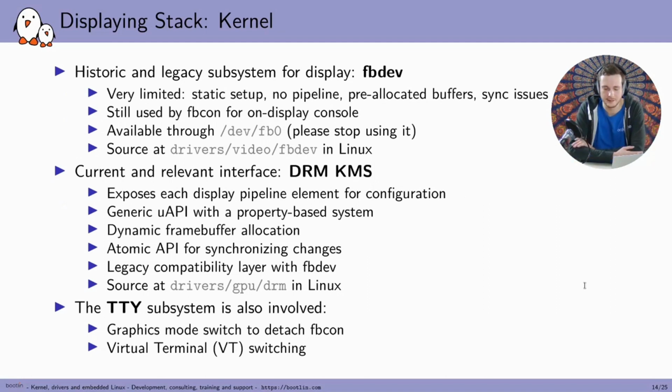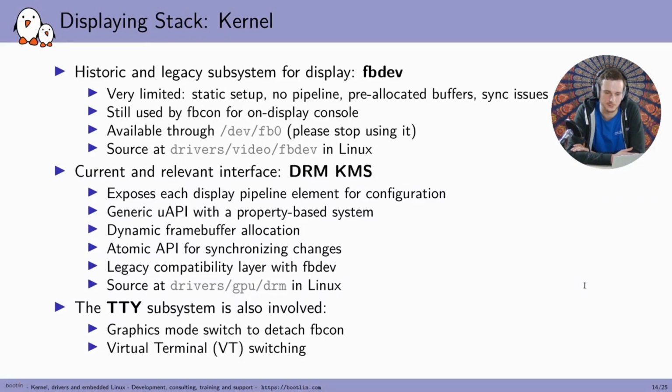So on the kernel side, there was a first interface that was called FBDev. Well, it actually still exists. So FBDev was kind of the first attempt to support displays. It's very limited, and it has lots of issues. So for example, you cannot configure the pipeline. It doesn't support hot plugging. It only pre-allocates buffers, which is quite a serious limitation. And it also has synchronization issues.